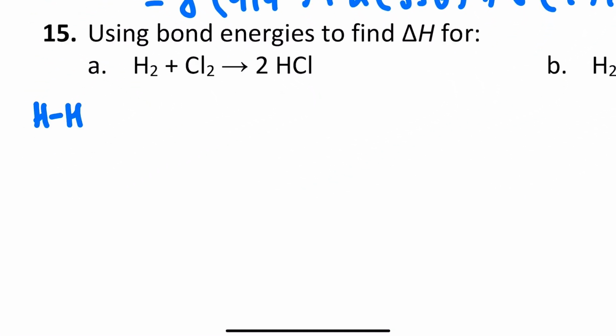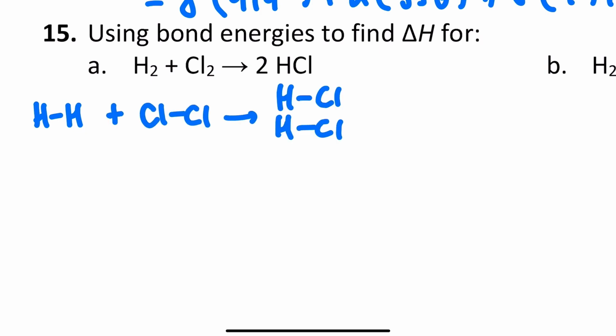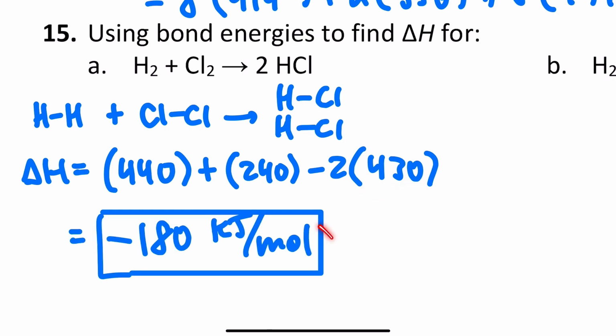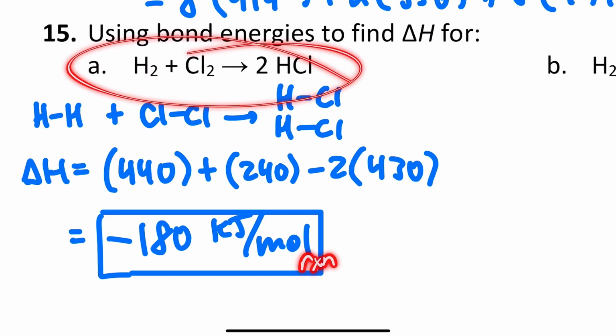So the first one is the synthesis of HCl from a hydrogen molecule and a chlorine molecule. Those are just single bonds, and you make 2 HCl's. So delta H is we're breaking an HH, that's 440. We're breaking a ClCl, that's 240. And we're forming 2 HCl bonds at 430 apiece. You should have gotten negative 180 kilojoules per mole of reaction is what you'd really say for one of these.